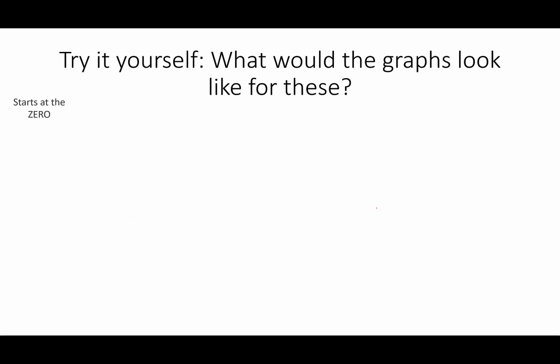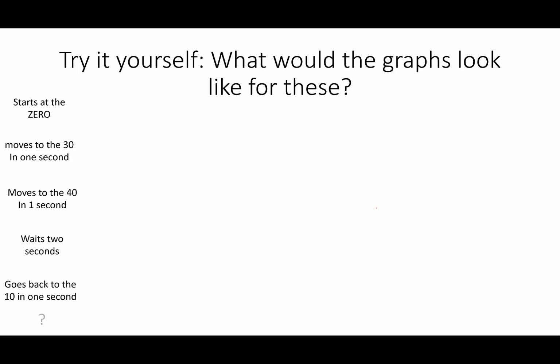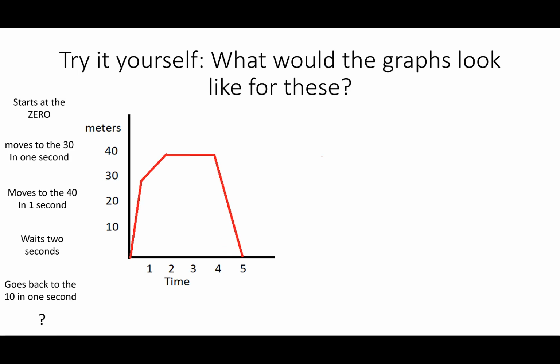So try it yourself. What would this motion look like? Starts at the 0, moves to the 30, moves to the 40, waits 2 seconds, goes back to the 10. You should have axes like this, seconds, meters. Try to draw it out. Pause the video. This is what it would look like.